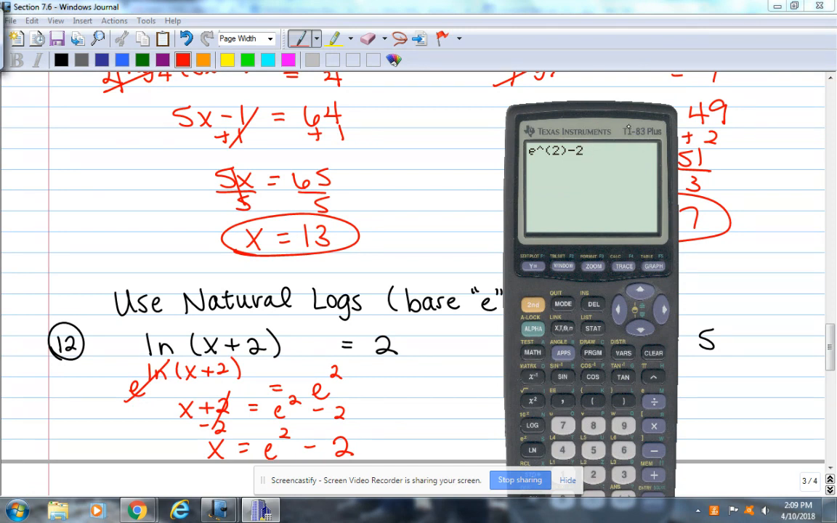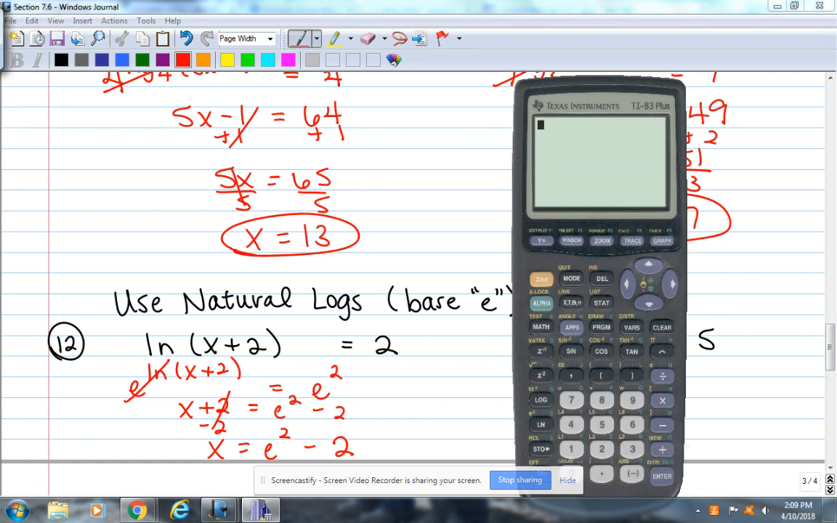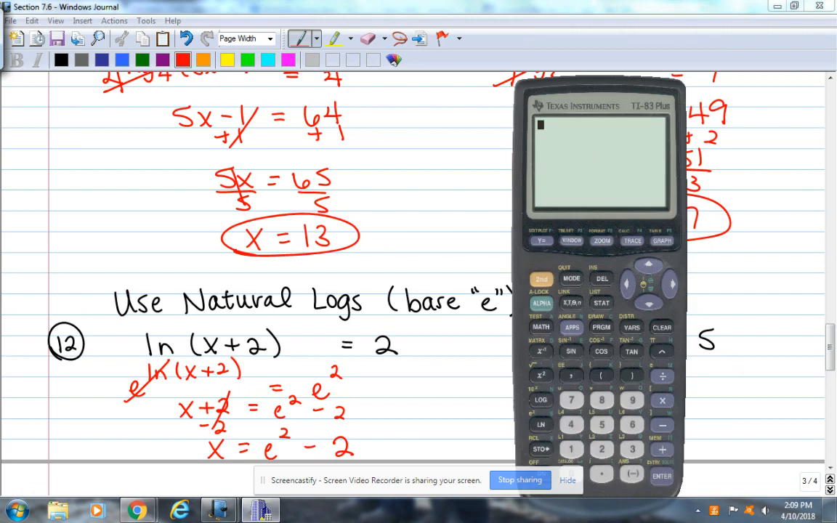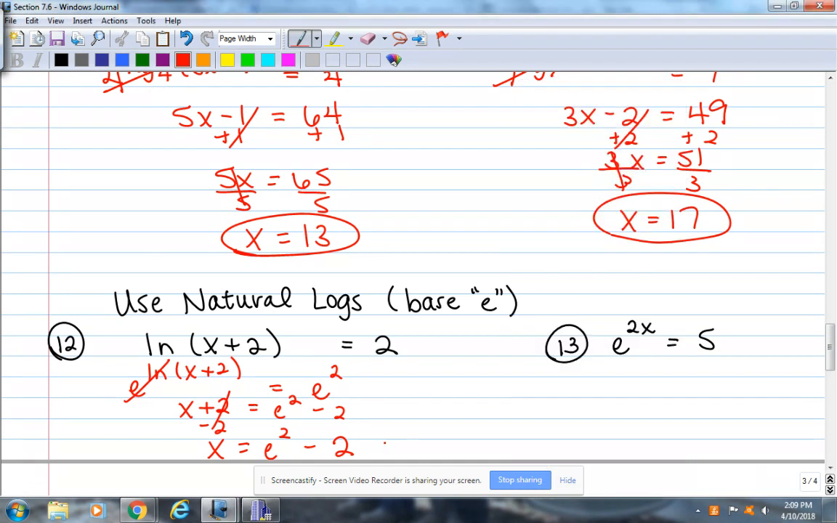I'll start over. You hit second ln. Put your 2 in there for your square. Close your parentheses, and then hit minus 2. And then hit enter. And it gives you a decimal. And you round it a couple of spaces, so about 5.389. Okay. So that's what you do if they give you a natural log in the equation.